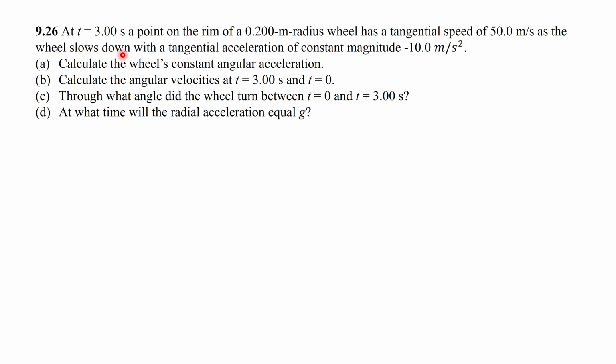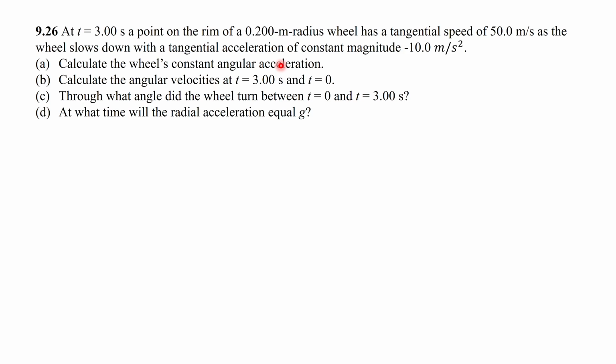And this wheel slows down. So we have a negative angular acceleration, with a tangential acceleration of constant magnitude. So we know the tangential acceleration is this one, and we are going to calculate the wheel's constant angular acceleration. So far, what we know is the radius of the wheel, the tangential speed, and the tangential acceleration. So we are going to calculate the angular acceleration.